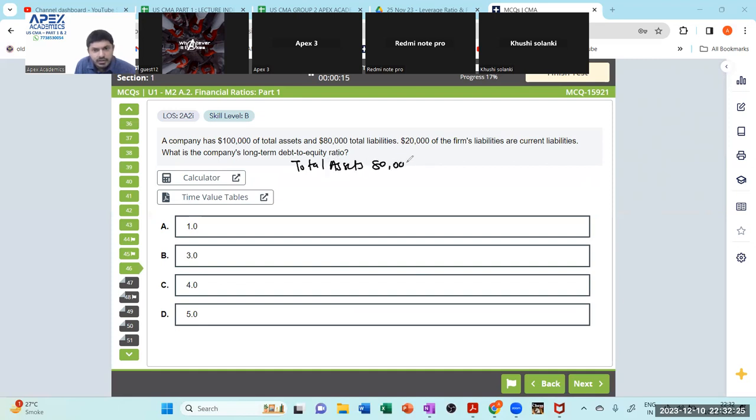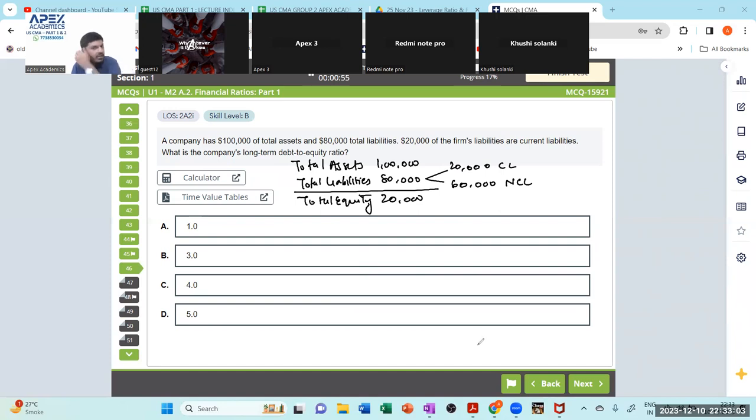Sorry. Total assets are 1 lakh, and total liabilities are 80,000. This 80,000 is broken into 20,000 as current liability. So obviously 60,000 will be what? Your non-current liability, and obviously 20,000 will be what? Total equity.